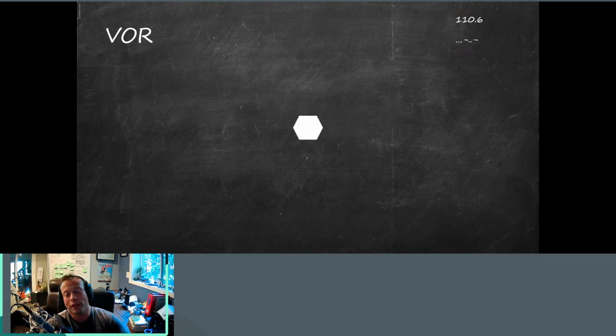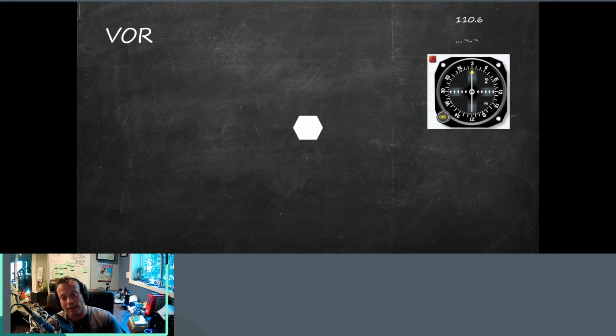If we don't hear that, we cannot use the station. Then we're going to go to our indicator and we're going to turn the OBS knob until we either get a to or from indication, depending on what we want to do. In this case, we want to fly to the station, so we have a to indication. Then we turn this knob until the needle is centered with a to indication.